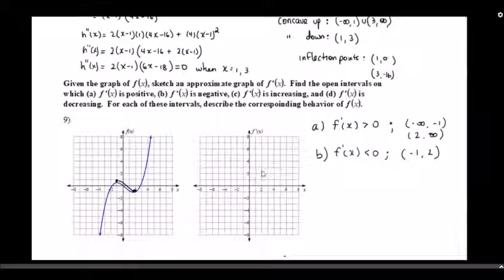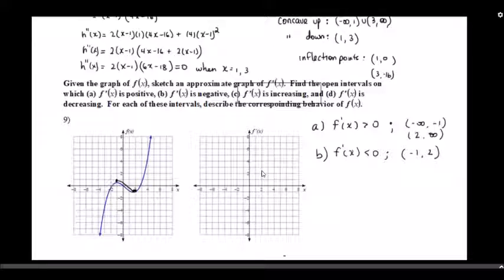Now, part C right here, let me erase some things on the graph. Part C, when is f prime of x increasing? F prime of x increasing means the rate of change is increasing. So we need the rate of change of f prime. And if you recall, rate of change is a derivative. If we took the derivative of f prime, we would get f double prime, or the second derivative.